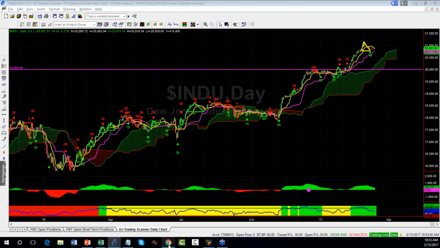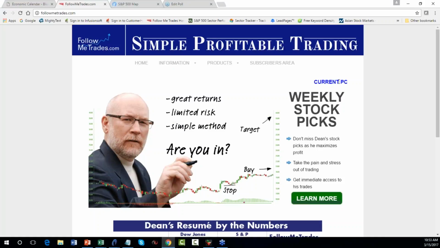The new feature on the website looks pretty cool. We got this scrolling marquee which shows some of the current trades, the portfolio leaders, trades we're actually in right now that are doing pretty well. So that's fun.